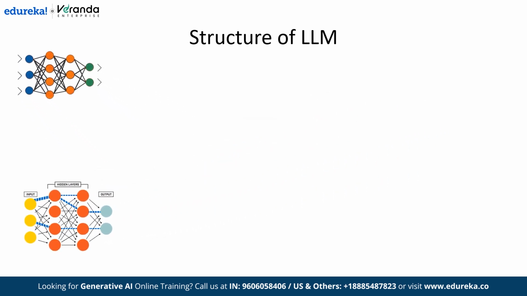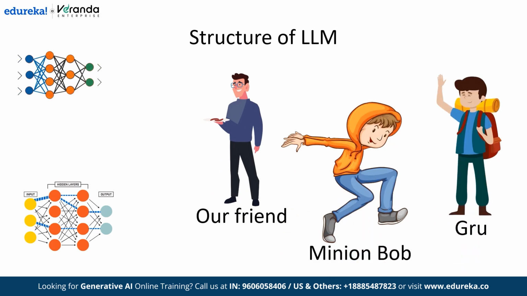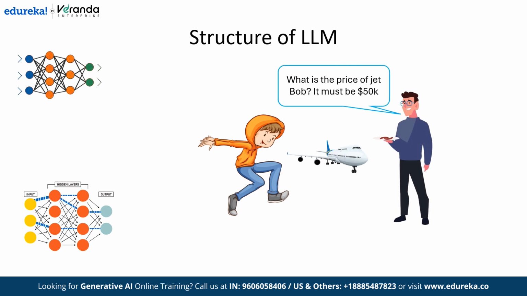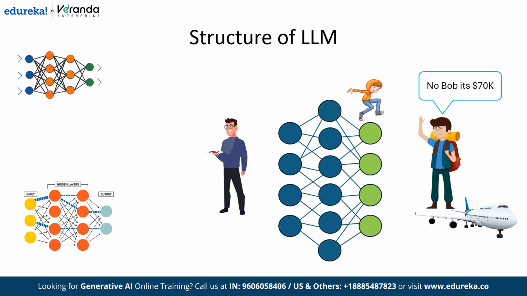Now, let me tell you a story of three friends. Imagine we have three characters. First is our friend, the next character is Minion Bob, and the third character is Gru. So our friend asks Bob, what's the price of the jet? It must be $50,000. Minion Bob isn't sure, so he goes to Gru and asks, is the jet $50,000? Gru replies, no, it's $70,000.